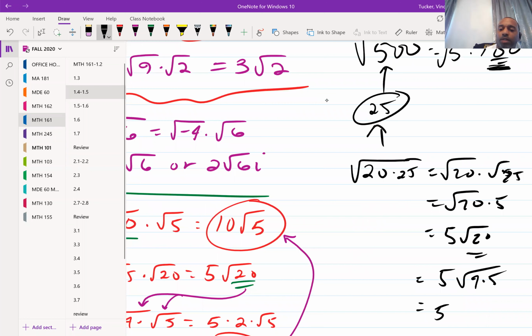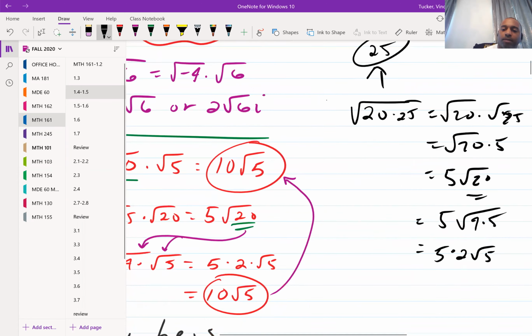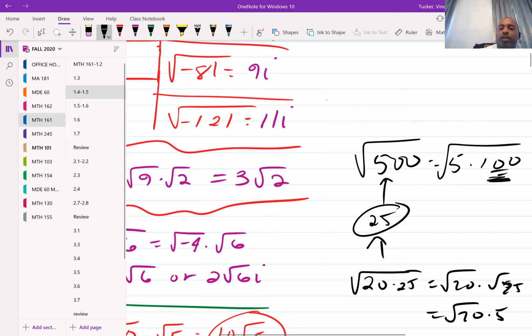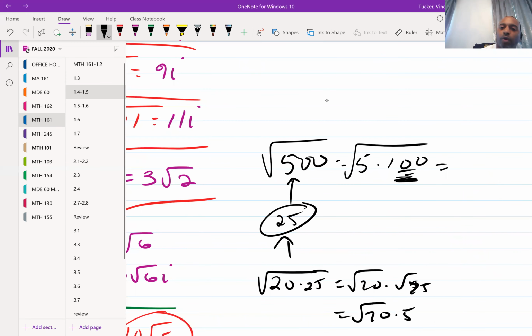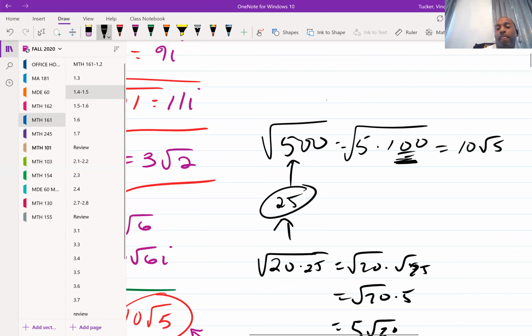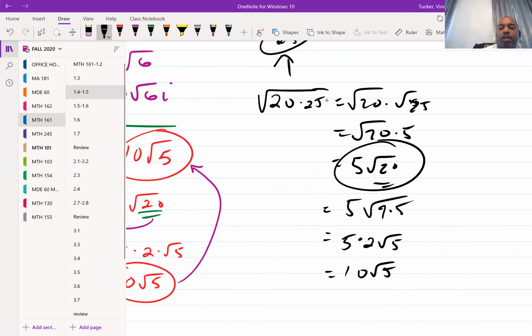Like if I keep going, square root of 4 is 2. And then 5 times 2 is 10. So that's 10 square root of 5. But if I would have done it this way, can I go any more? Yeah. Square root of 100 is 10. And that'll be 10 square root of 5. So either way, you'll still get 10 square root of 5 if you keep going. It's just that if you were to stop right here, MyMathLab wouldn't accept that as your answer because you can still reduce it further.